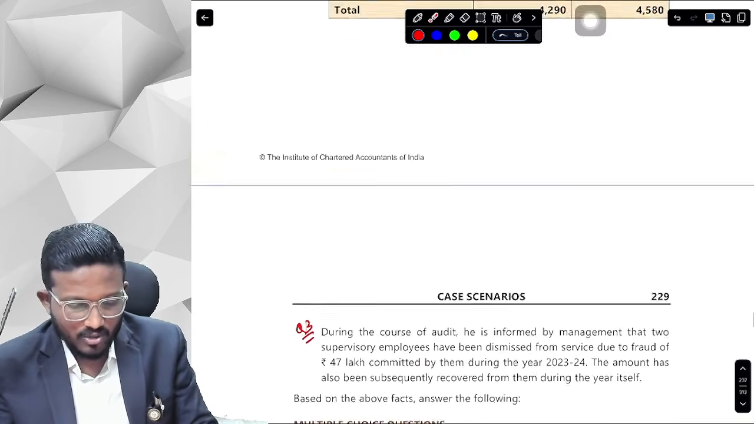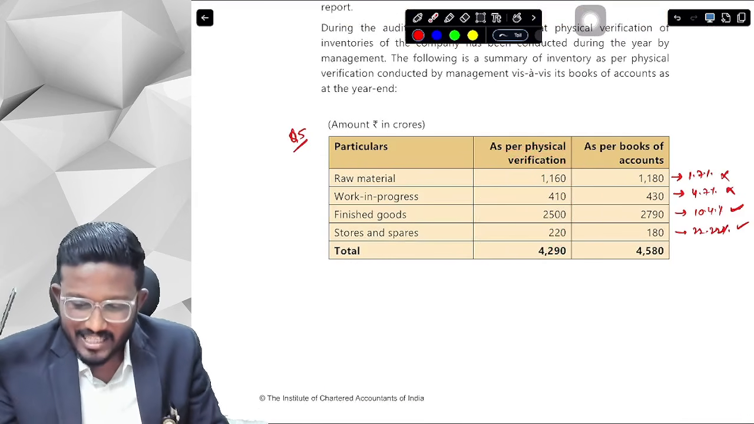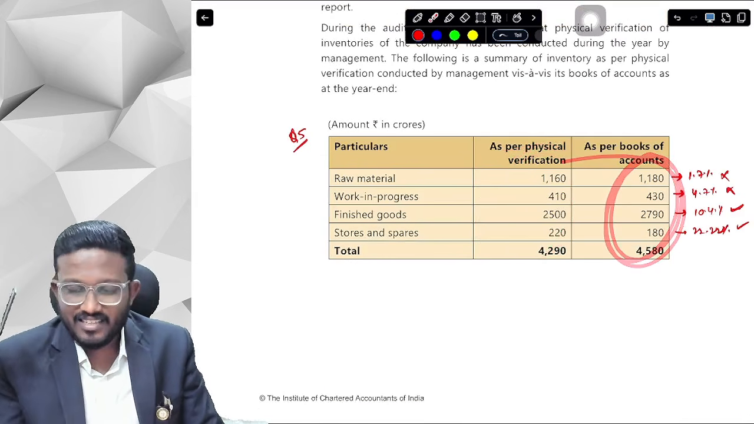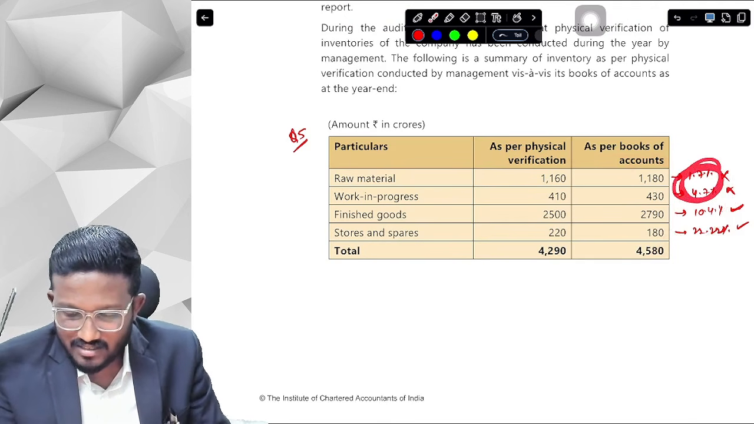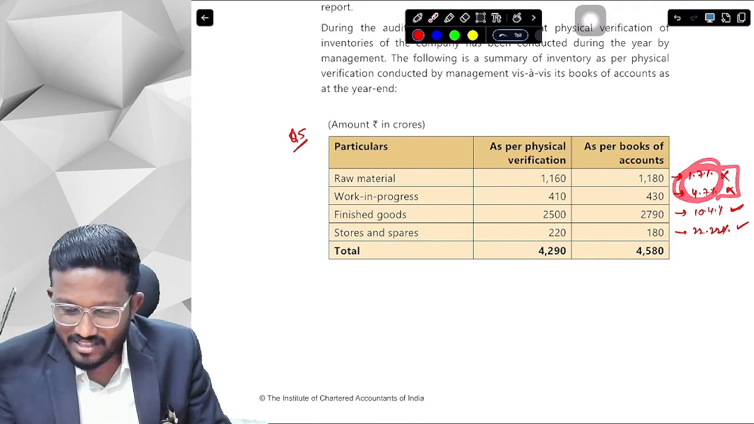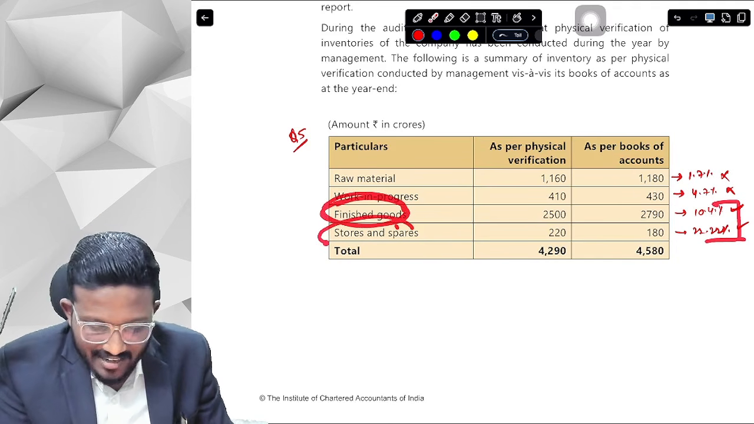What is question number 5? It says there is an amount as per physical verification, and an amount as per books of accounts, and the percentage of change. Here you can see there is a change, this change is less than 10%, and this change is 10% or more. So here we will have to report about finished goods and stores and spare parts.